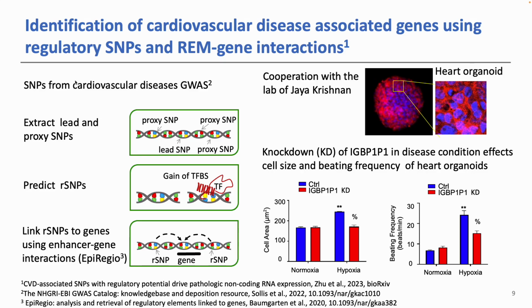And they identified that when they knocked out one of the non-coding genes, IGBP1P1, in disease conditions, this affects the cell size and also the beating frequency in their heart organoid. And as a conclusion, they concluded that when one inhibited this non-coding gene, this can improve cardiac function in cardiovascular diseases.